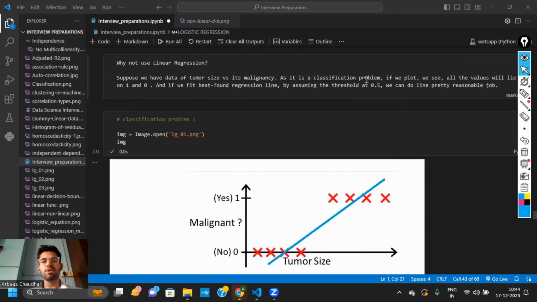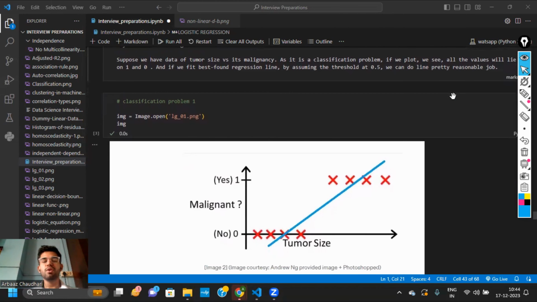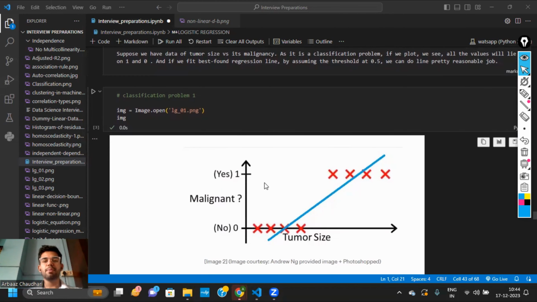As it is a classification problem, we have to classify it. If we plot it, we see all the values will lie on 1 and 0, because y is not in a continuous form. It is in a class form, and labels could be 0 and 1, binary classification. So data points will be lying on 0 and 1, and in the middle there will be no data points. If we build a best fit line, this is our linear regression line.